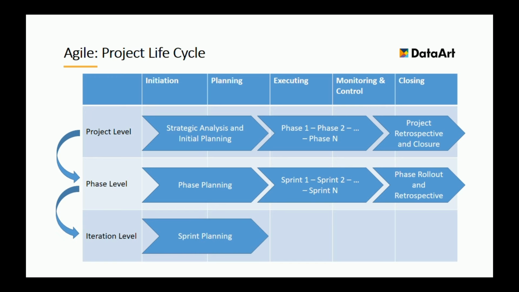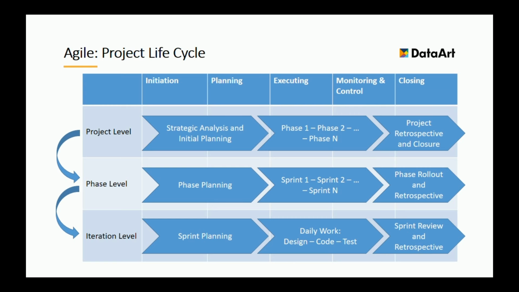Then iteration level, what we have just reviewed. Sprint planning in the very beginning. Then daily work, where we do all of the stages: designing, coding, testing, repeating again, doing much of that in parallel. And then sprint completion of sprint review and retrospective. And that's the picture of how the Agile approach, and particularly Scrum, is projected on the PMI template.